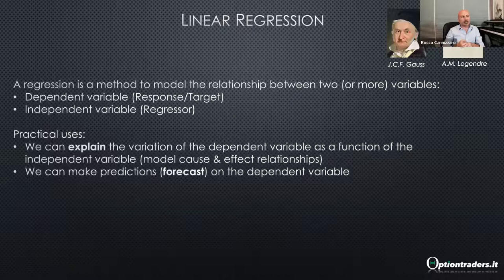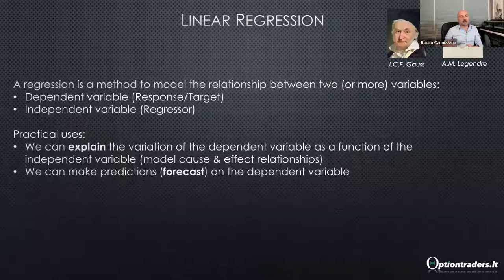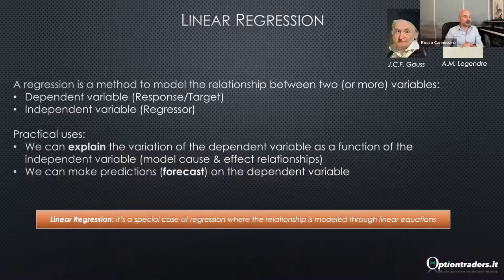I think Gauss is one of the geniuses of math and worked in so many fields. Just to give an idea, linear regression was invented to explain the movement of the planets and forecast where they would be. And obviously it's used pretty much everywhere in real life these days. I'll give you another example in a second, but I wanted to pay homage to these two giants of math. We talk about linear regression because it's a special case of regression where the relationship we're trying to model is made through linear equations.